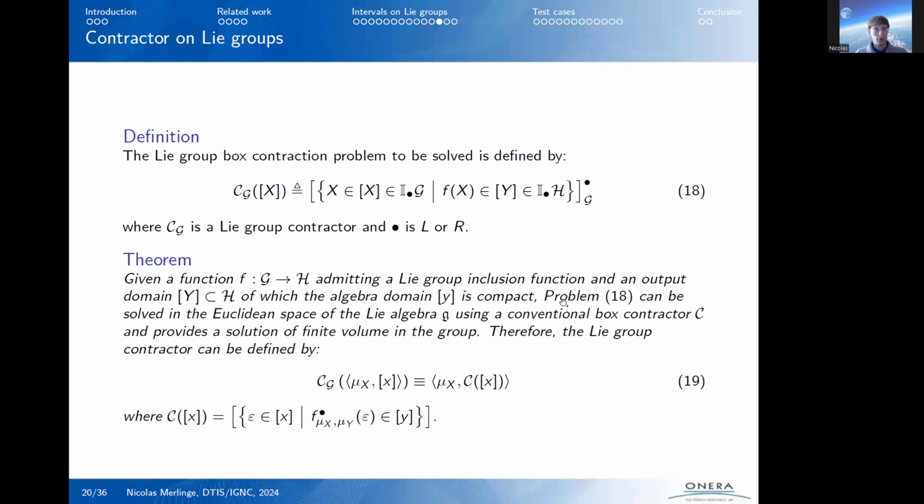Then if we want to tackle box contraction, it is quite similar in terms of methodology, because we can start from the contraction problem in the group. So we want to find a box hull of the solution set of what I've defined as the set inversion problem. And we can define a Euclidean equivalent contractor in the Euclidean space that will contract the Lie algebra of the input box, and it will use the equivalent Euclidean function, and it is expressed as just a classic contractor in the Euclidean space.